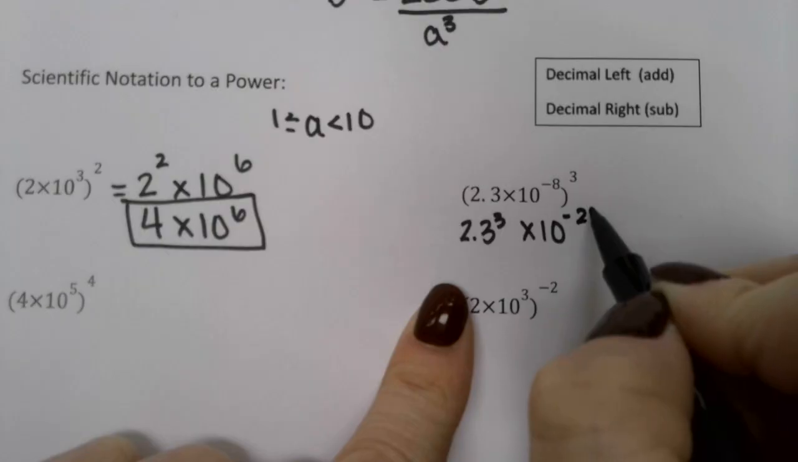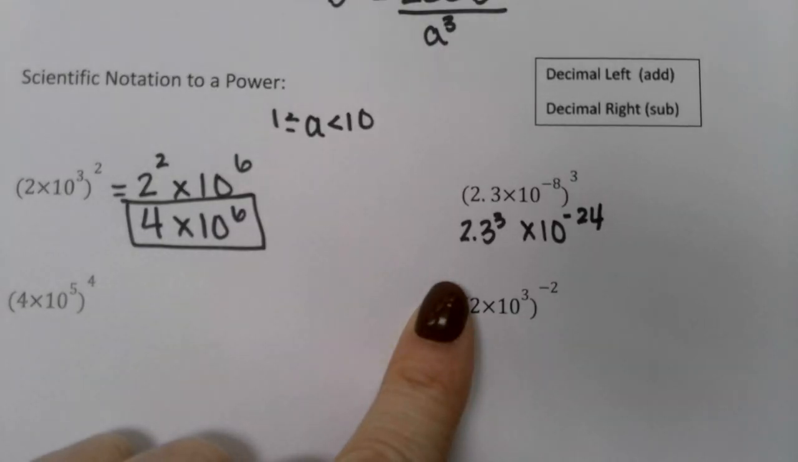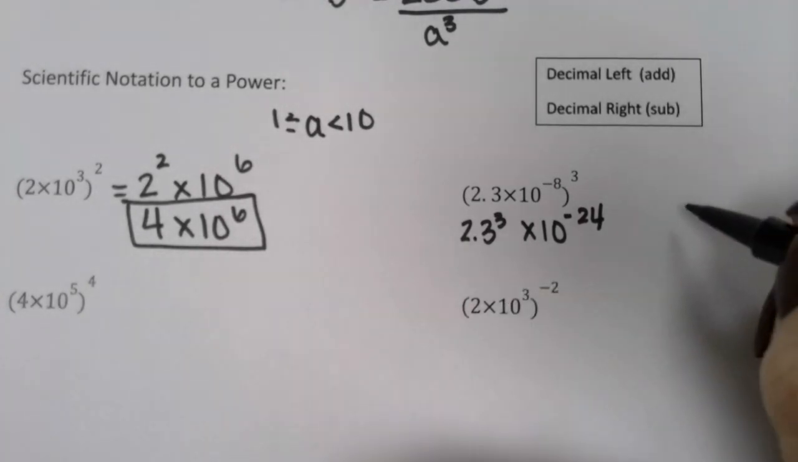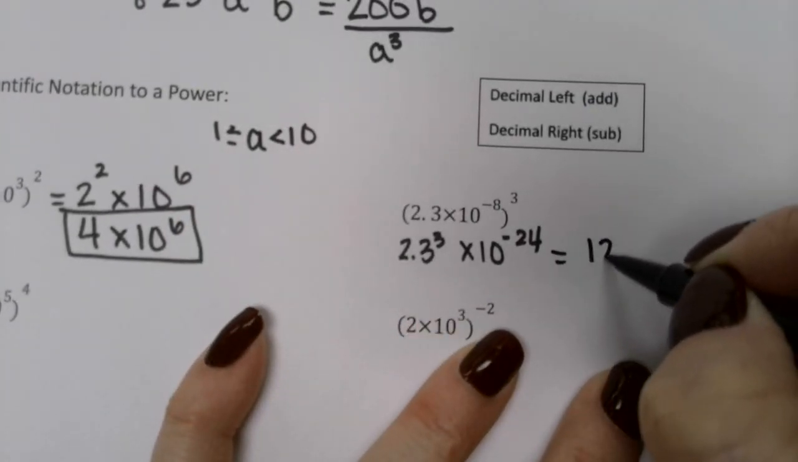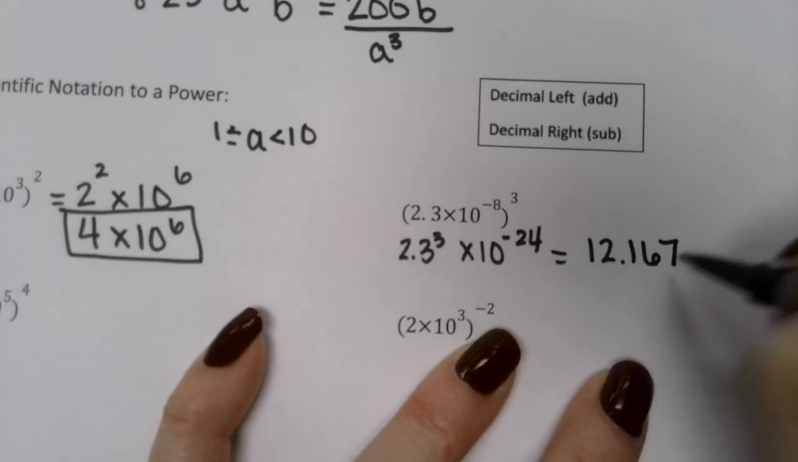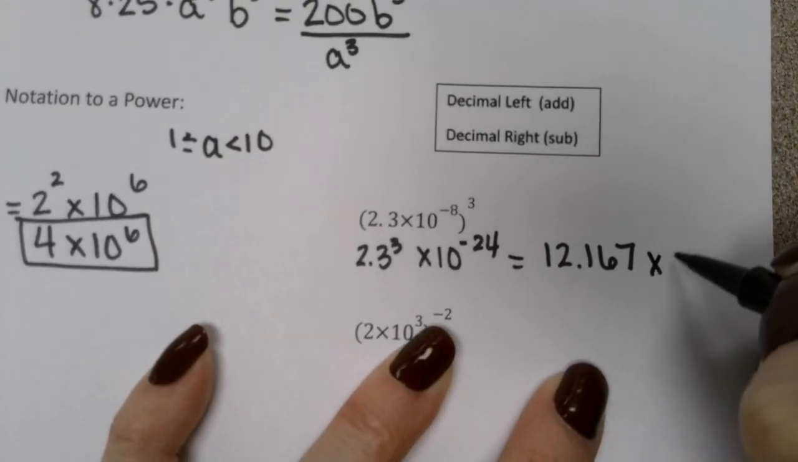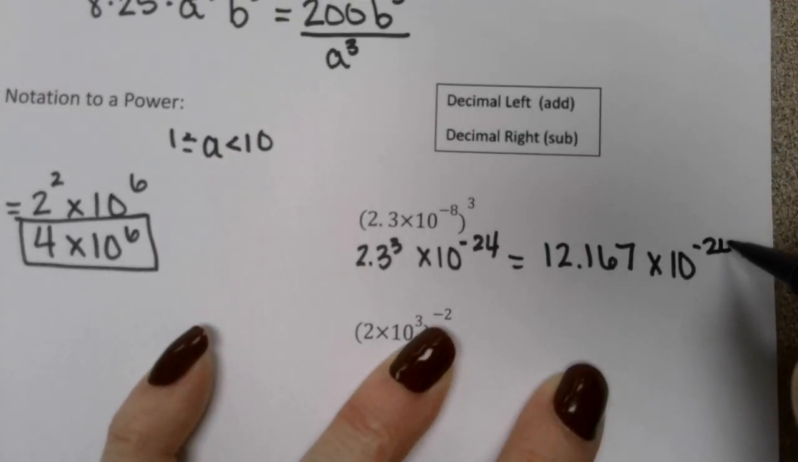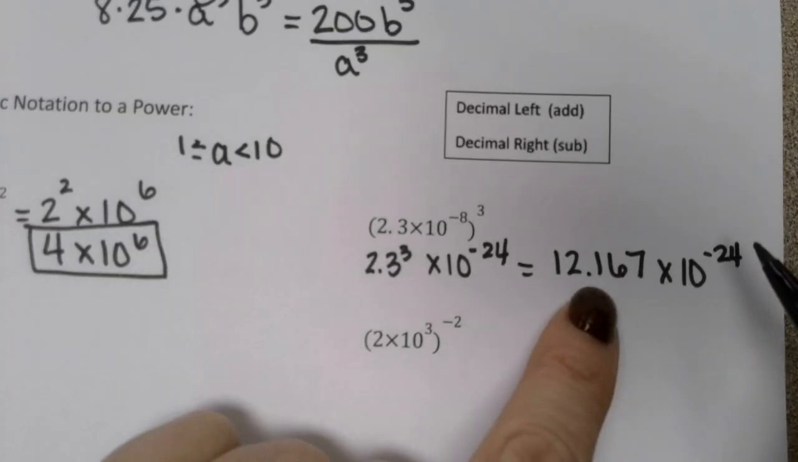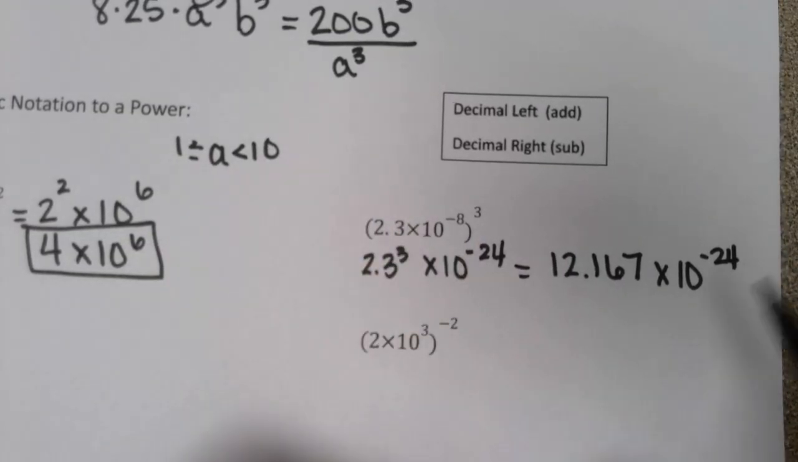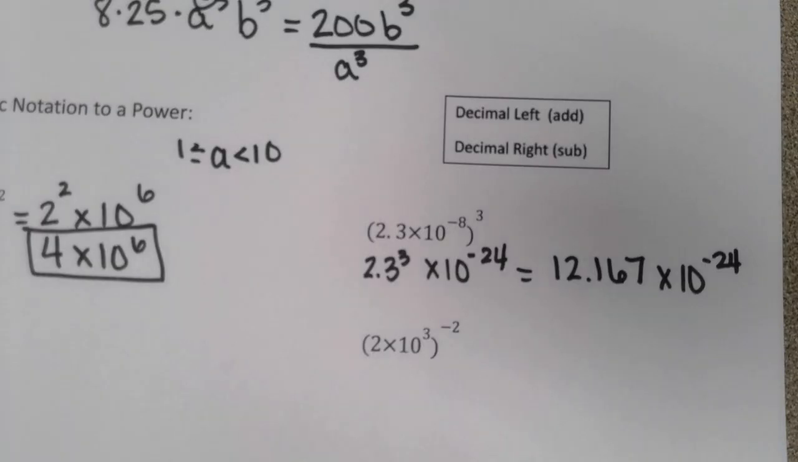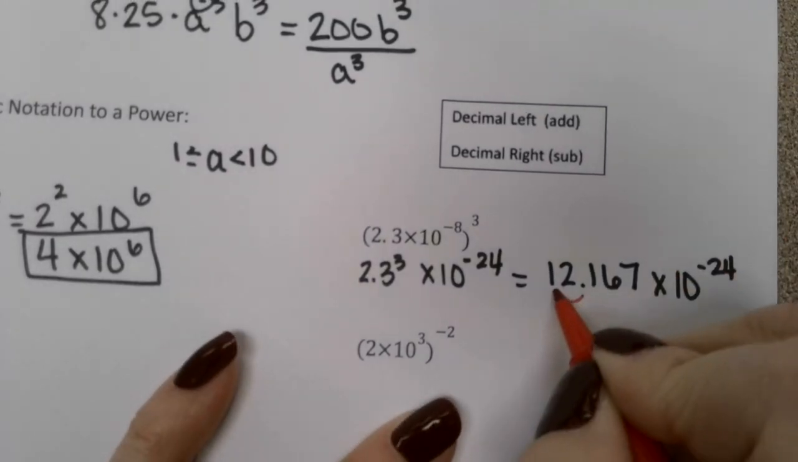All right, so then this one I would have 2.3 to the 3rd times 10 to the negative 24th. I'm going to type in 2.3 to the 3rd, and I get 12.167 times 10 to the negative 24th. Now, that number is too big, so I have to move my decimal one place to the left.